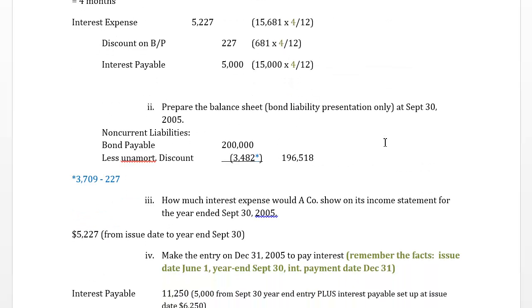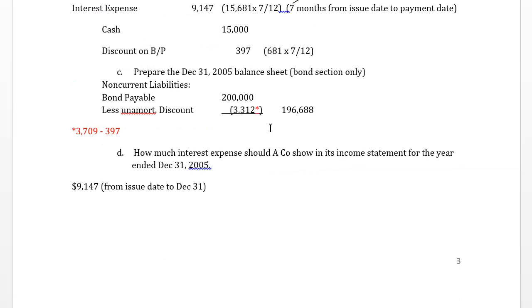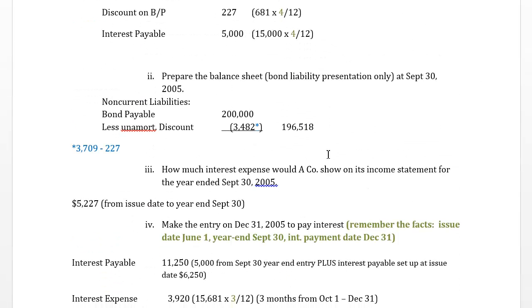So now if we were to prepare a balance sheet at our year end, September 30th, we're going to have the bond payable at $200,000, but our unamortized discount would not be $33.12 or whatever we had it at the last time we did this question. Where was it before? I think we had $33.12 here, yeah. It's going to be different. Here at September 30th, it's going to be $34.82.